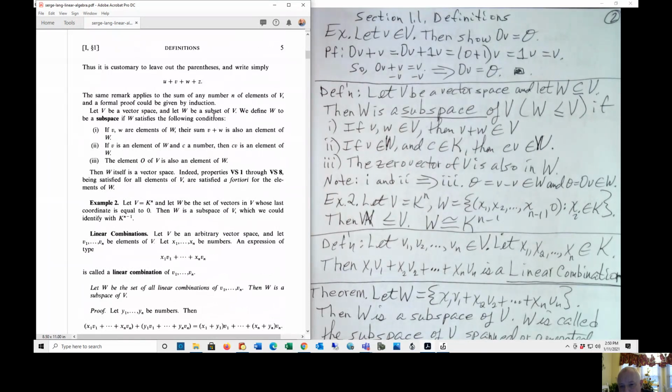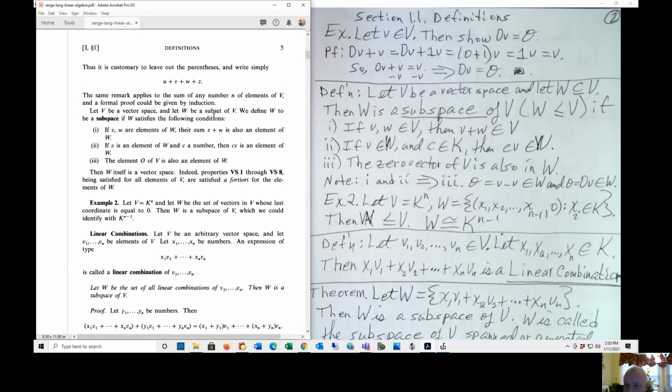Okay, now we're going to skip over to the next page, page 5, and look at now the definition of a subspace of a vector space. A subspace is, first of all, a subset W of the vector space V. Now, the notation that I use for a subset is the less than or equals mark. W is a subspace of V if the following 3 axioms are satisfied.